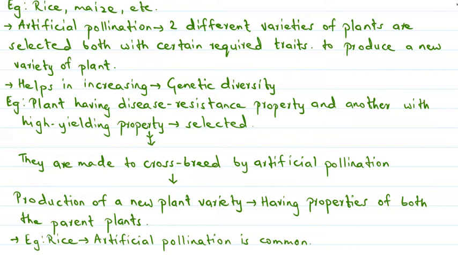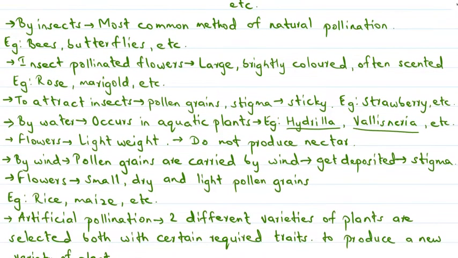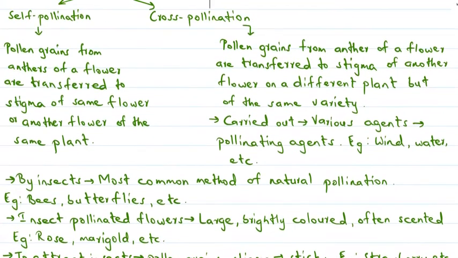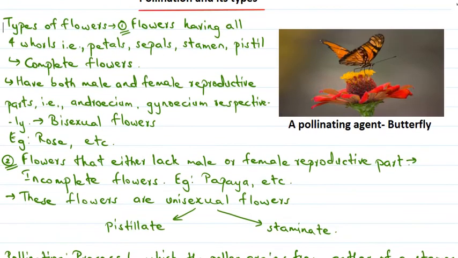Okay, so now let's just quickly revise everything that we have studied today. So today we talked about pollination, and before defining the term pollination, we talked about the different types of flowers. So we saw that there are two different types of flowers. One type of flowers are those which have all the four whorls, that is petals, sepals, stamen and pistil present, and such type of flowers are called complete flowers.